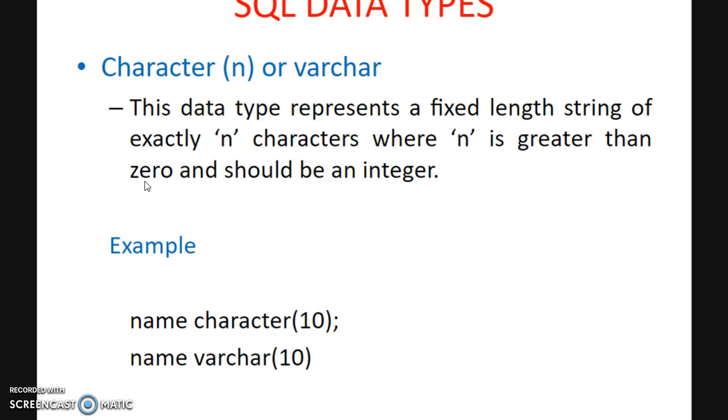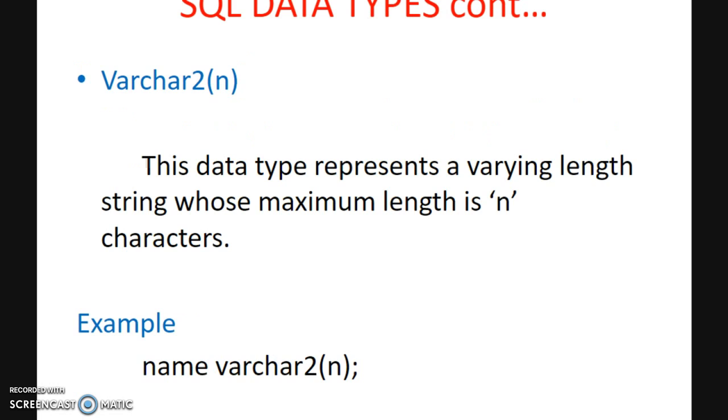Next, we are going to see what data types are available in SQL. First one is char. Char is also known as character. This data type represents a fixed length string of exactly n characters, where n should always be greater than 0, or it should be a particular integer. This is the example for specifying the character as well as varchar. Name, character of 10. 10 specifies the length of the string. Name, varchar of 10.